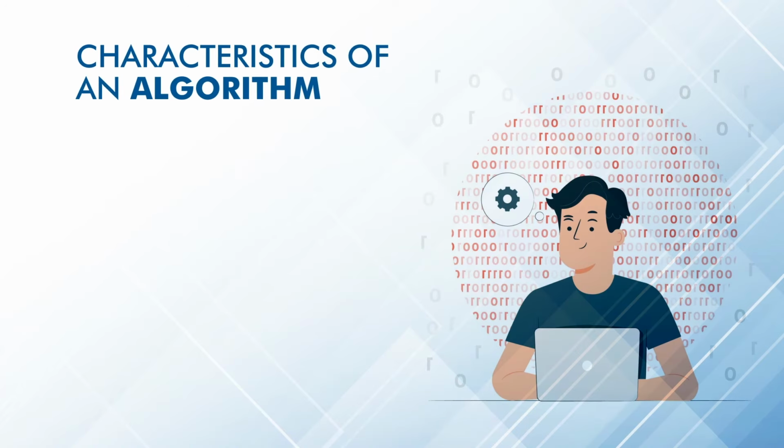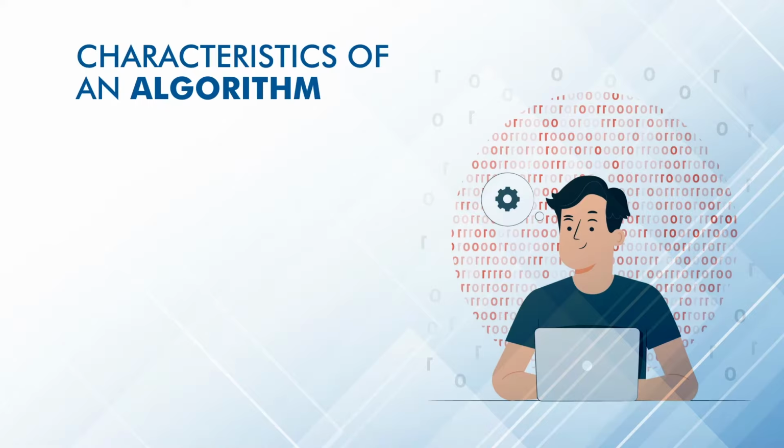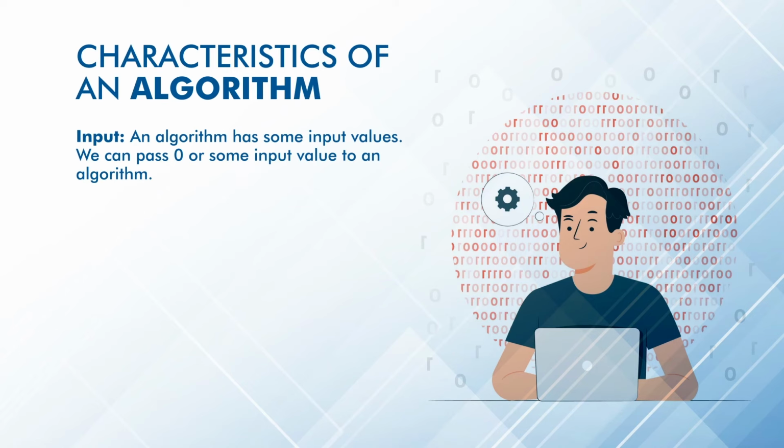What are the characteristics of an algorithm? The following are the characteristics of an algorithm, like first, input. An algorithm has some input values. We can pass 0 or some input values to an algorithm.